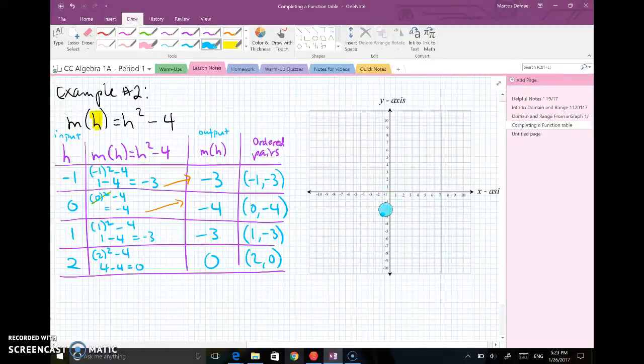That's my point. My second one is 0, -4. So 0 means I stay. -4 means I just slide right down. There's my second one. 1, -3. 1 and -3 is right over here. Oh, I see now. These are opposites of each other. Look at that. This is -1, -3. That's 1, -3. Now I understand. 2, 0 is right over here.